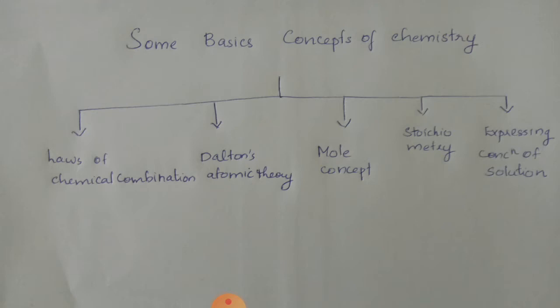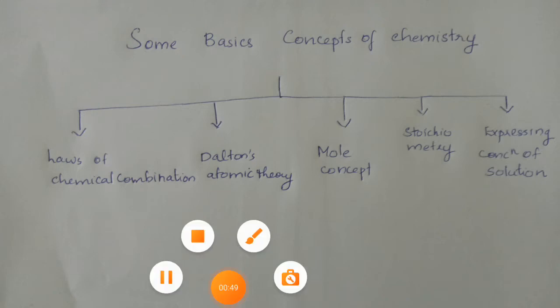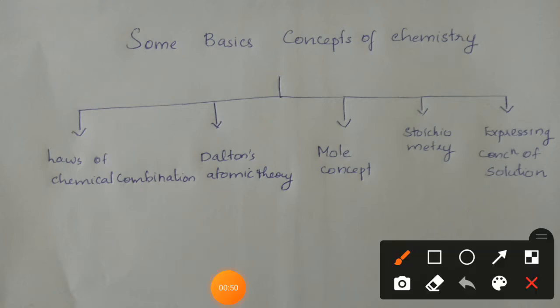This chapter is divided into 5 portions: laws of chemical combination, Dalton's atomic theory, mole concept, stoichiometry, and expressing concentration of solution. First we are discussing laws of chemical combination. Under laws of chemical combination, there are 5 different laws.